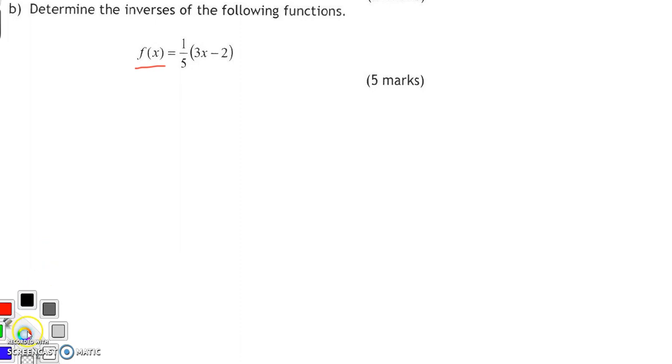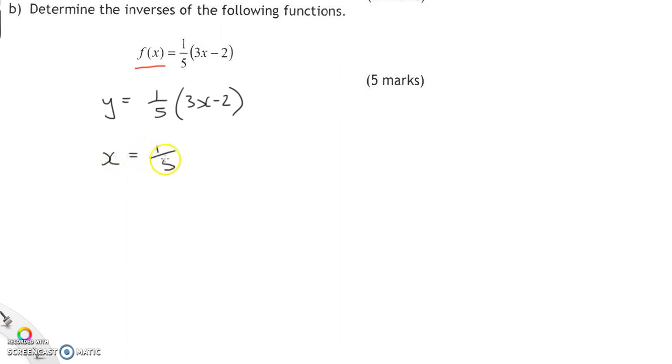to y. So we just write down y equals 1 over 5 outside of 3x minus 2. Next thing we do is we're going to swap the y's and the x's. So everywhere there's a y, we write in an x, and everywhere there was an x, we write in a y. So that's it done there.